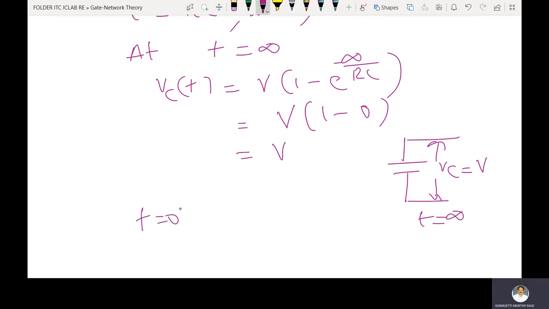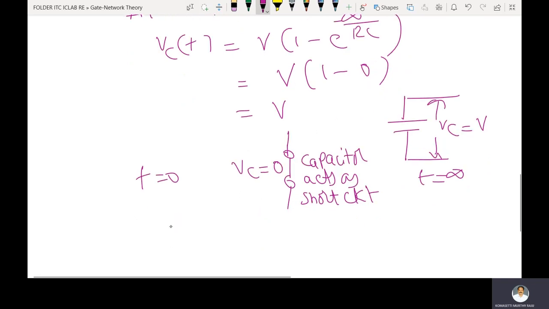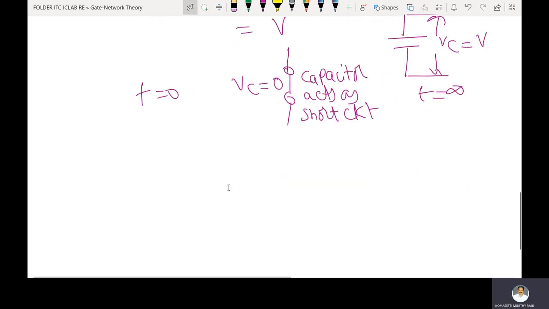At t equal to 0, the capacitor acts as a short circuit. There is no voltage, and that is the reason the instantaneous voltage across the capacitor is equal to 0. As time increases over different time constants, the charging instantaneous voltage across the capacitor also increases. This is the graph.